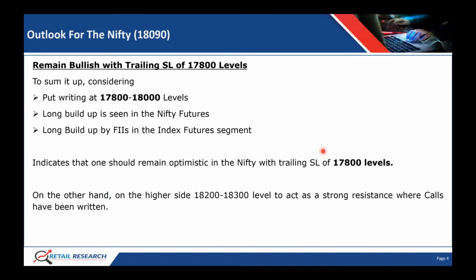Overall, to sum it up, we are near 18,100. So 200 points lower from here, you should now trail the stop loss. If you remember, earlier we had 17,100, then 17,300, 17,500 as the stop loss for our long trade which we have initiated. Now we are raising that stop loss to 17,800. So remain long on the market with 17,800 as a trailing stop loss.